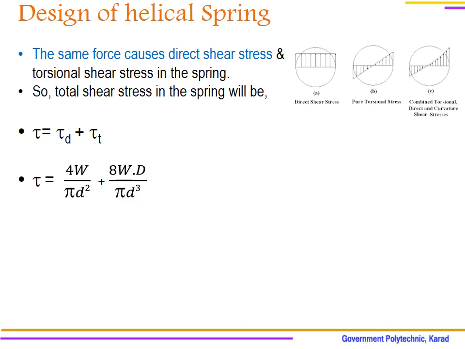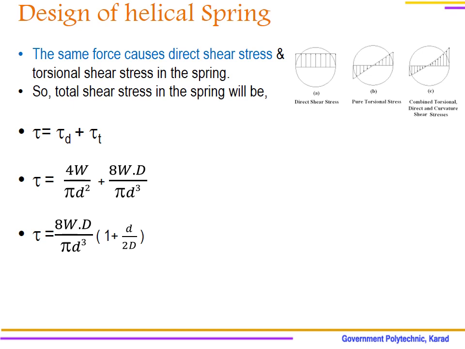Let us add them together. So tau is equal to 4W upon pi d square plus 8WD upon pi d cube. Already we have these relations. Now what will we be doing? We will be bringing out this 8WD upon pi d cube. So if I bring 8WD upon pi d cube outside, for this torsional shear there will be 1 plus, I have brought out 8 and there is 4 in the relation of direct shear.